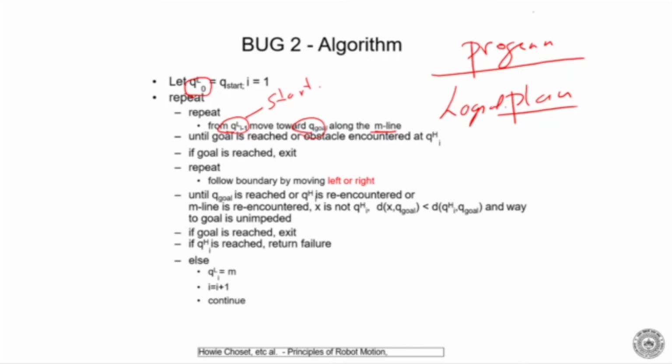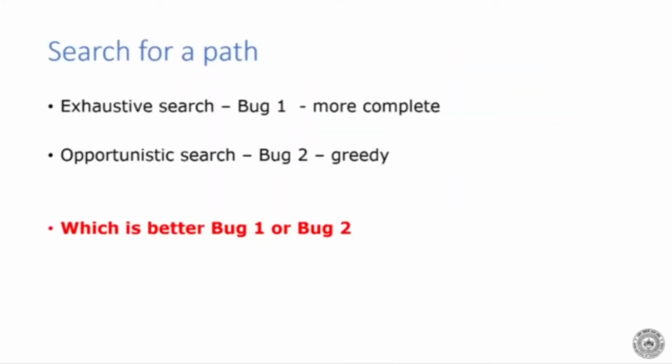The moment it hits an obstacle, if the goal is reached, exit. If the goal is not reached, then follow the boundary, move left or right. You have to choose one, you can't do both. So go left or right until you hit the M line again. The moment you hit the M line, follow the M line again until you reach the goal or the boundary, and then follow the boundary again, hit the M line, and then go to the goal point. This is basically bug algorithm 1 and bug algorithm 2.